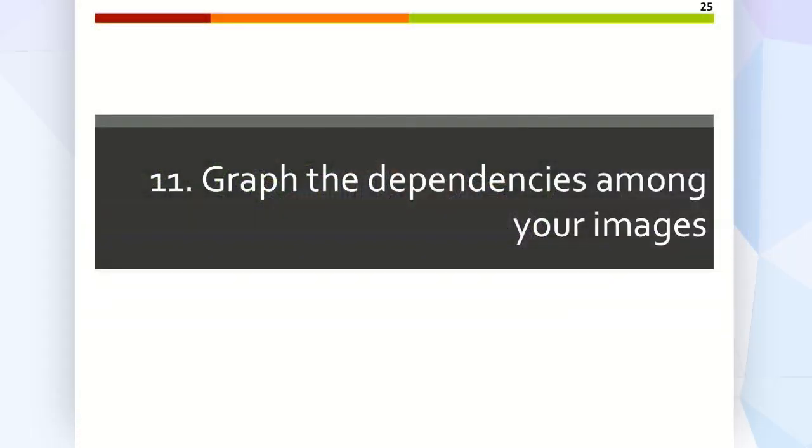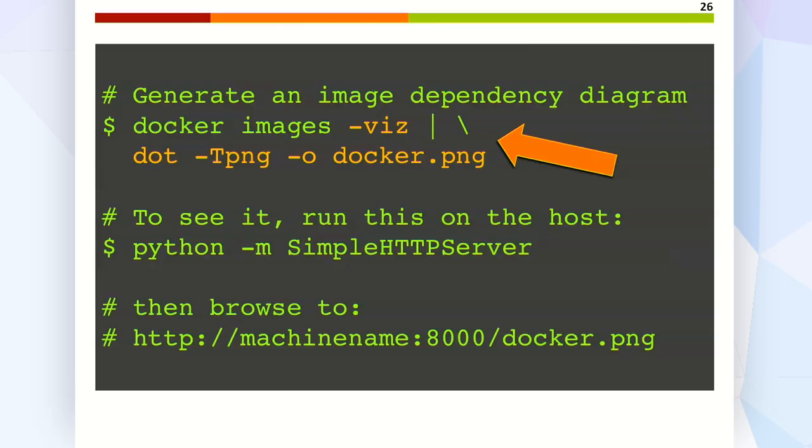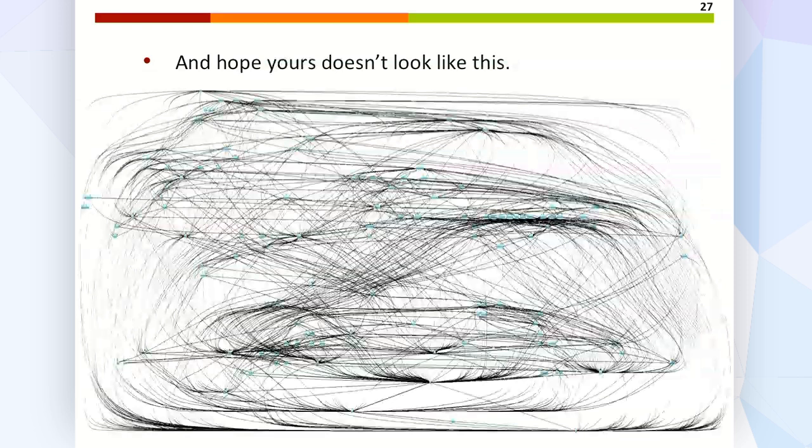Number 11, graph the dependencies among your images. The Docker images command has a -viz option, which is cool. It outputs a file that you can pipe to ImageMagick. And then to see it, one way is to run this on your host and then hit your host in a browser, port 8000, and hopefully it doesn't look like that.